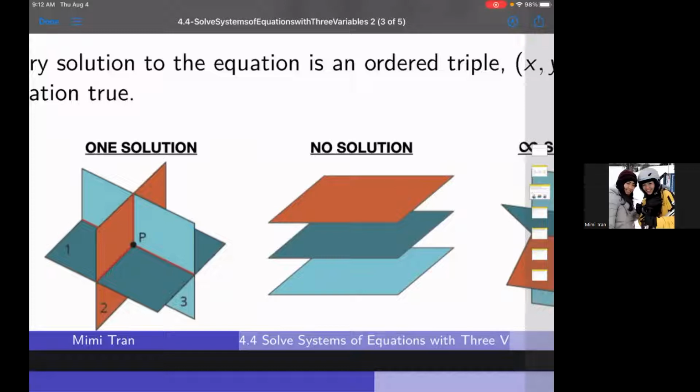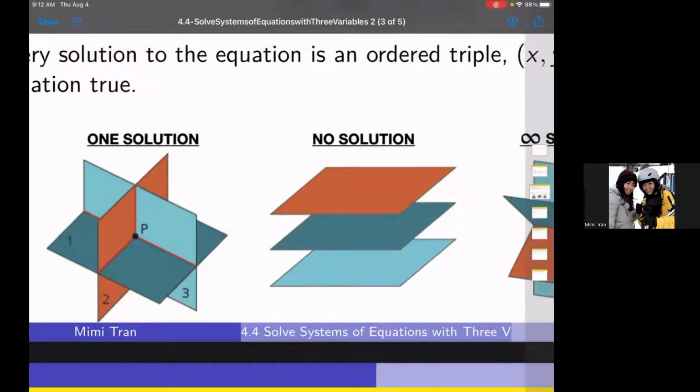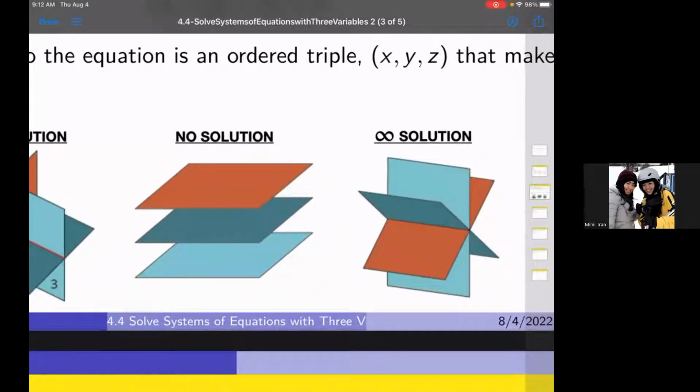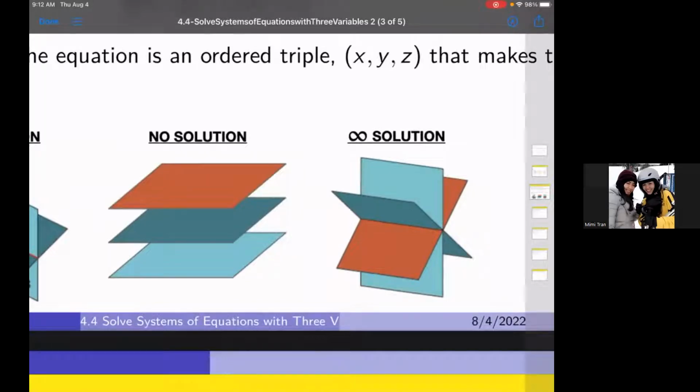No solution means those three planes are parallel. It's kind of like two lines, but three planes are parallel. If you have infinitely many solutions, it looks like this, right? Those three planes meet at one line, and a line has infinitely many points. Or you can think of a book. Well, we all use iPads here. Think of a book, right? You turn a book and you see all those pages stuck in the middle. They meet each other right there, which is infinitely many solutions.